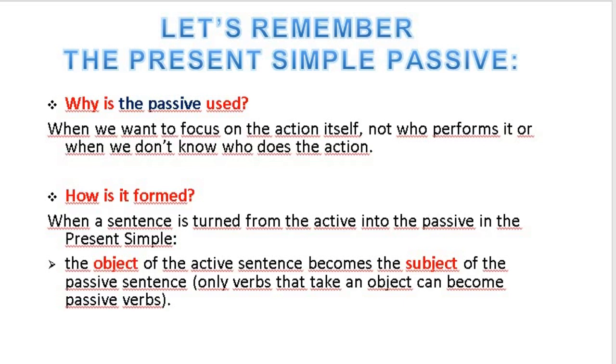Why is the passive used? When we want to focus on the action itself, not who performs it, or when we don't know who does the action, we use the passive. How is it formed? When a sentence is turned from the active into the passive in the present simple, the object of the active sentence becomes the subject of the passive sentence. Only verbs that take an object can become passive verbs.